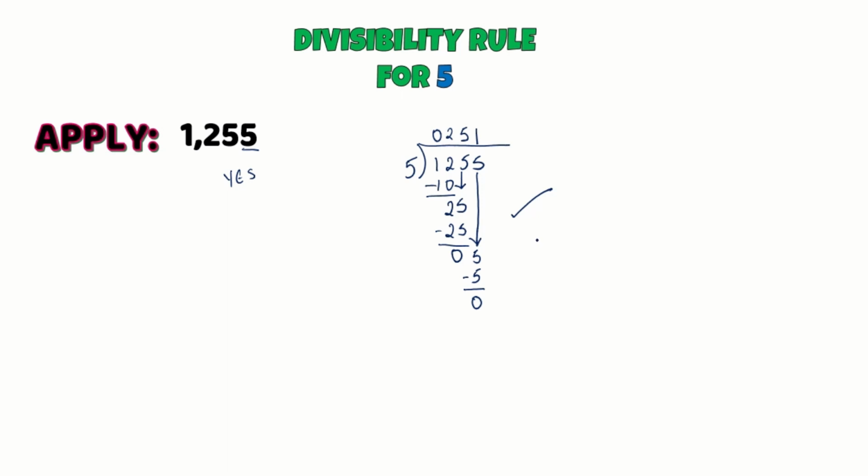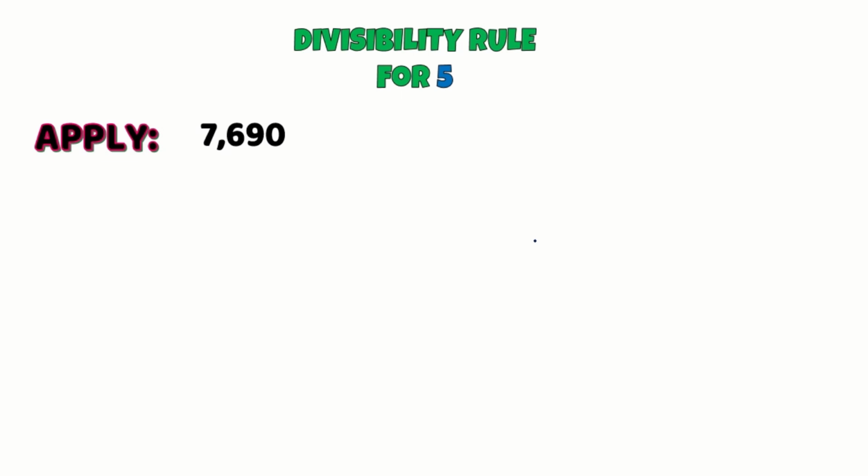Let's try another example. In this example, our number ends with a 0. So because 7690 ends with a 0, according to our rule, 5 should be able to divide into this number without a remainder. So let's perform our check by dividing 5 into 7690. 5 goes into 7 once.